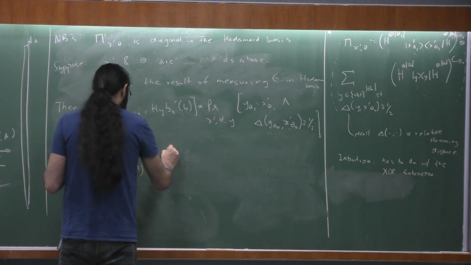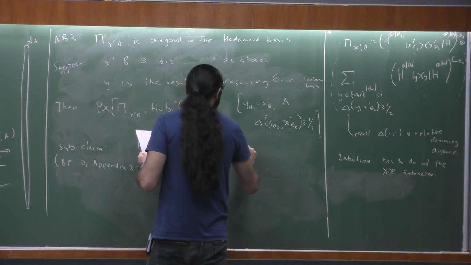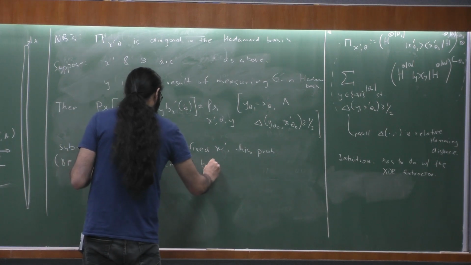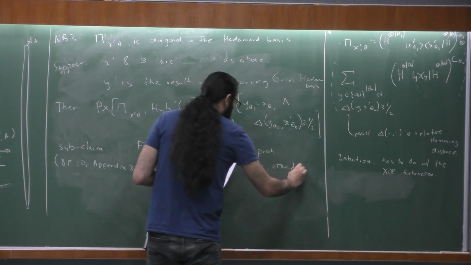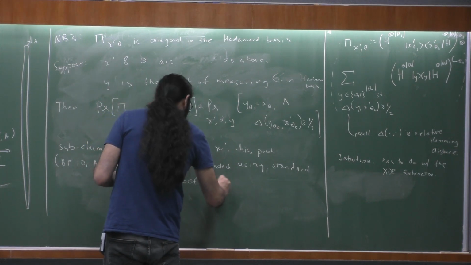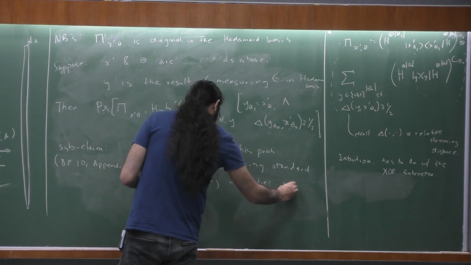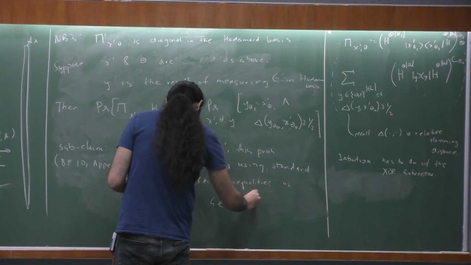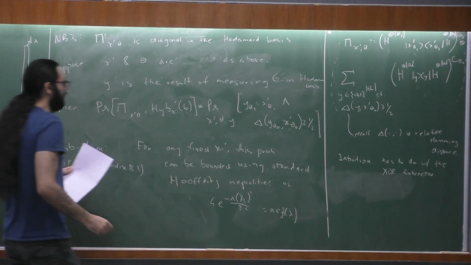Okay, since I don't remember the thing, the claim is that for any fixed x prime, this probability can be bounded using standard Hoeffding inequalities as 4 times e to the minus lambda half squared over 32 whatever, which is a negligible function in lambda.